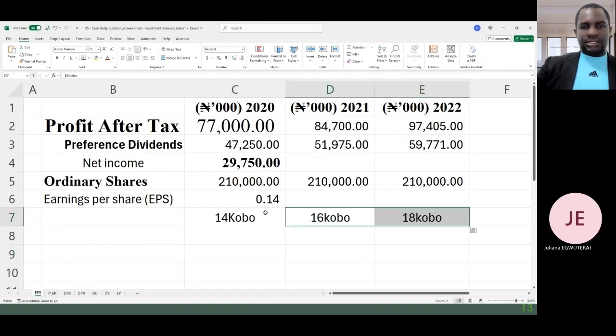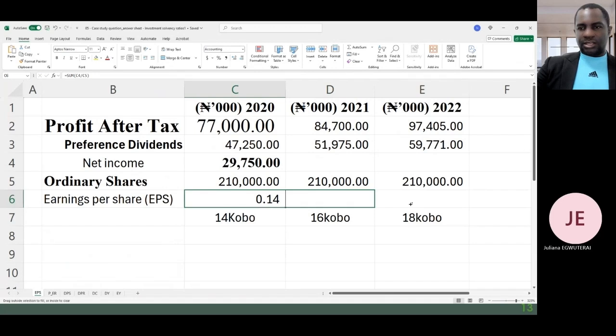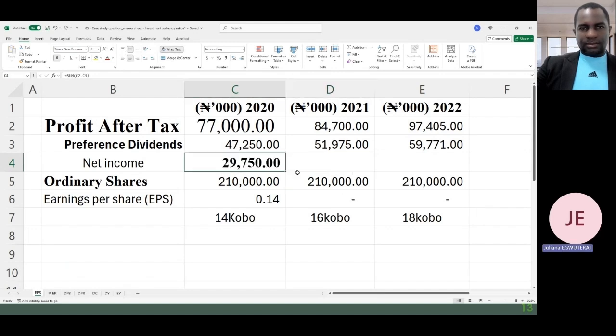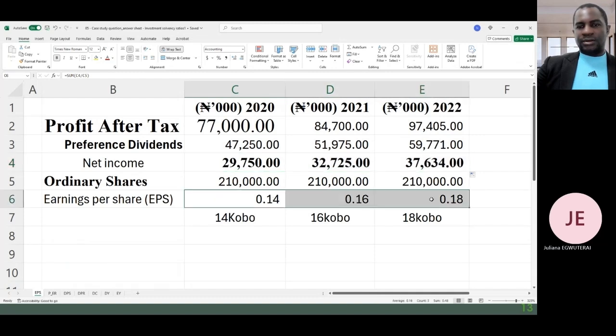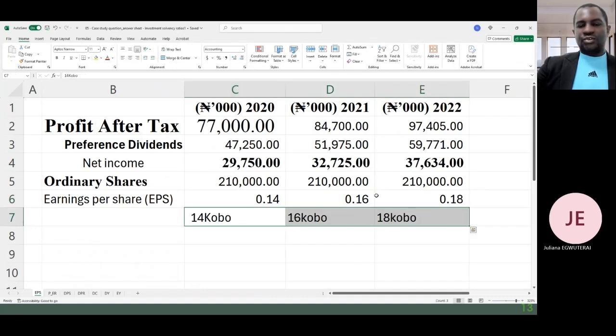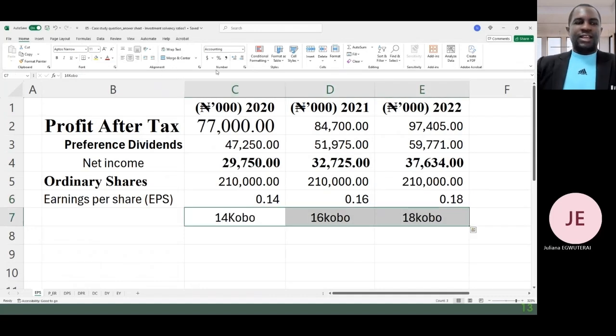All right, so let's validate this now. Okay, I've not gotten the net income, so let me drag my net income. Yes, let me get the net income. Exactly. We're on the same page. Very correct. So I have 14 kobo, 16 kobo. So they grew by 2 kobo every year.